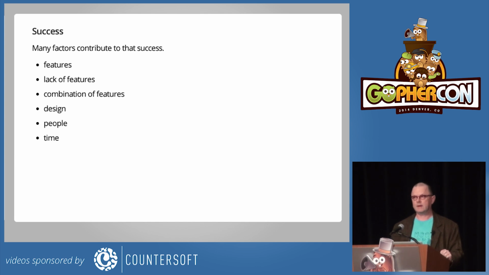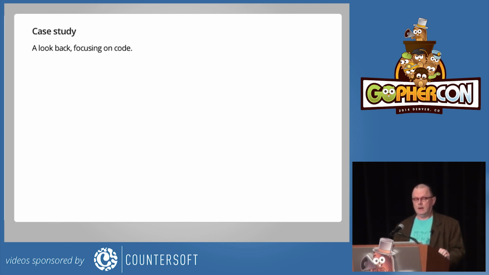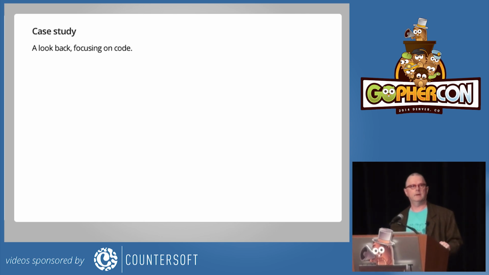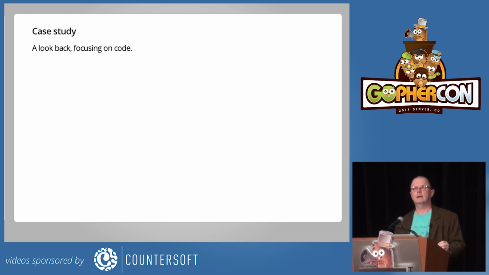A lot of factors, I think, contributed to that success. You could argue that it's the features of the language, it's the lack of features in the language, it's the combination. I also think it has a lot to do with the design, the way we went about designing it and how it turned out. Of course, a huge part of it is the people who worked on it and what they did. And the passage of time refining and making things happen. And so today I'd like to take a look at that whole timeline and see what happened, how Go came to be, and where we are today as a result of that process.